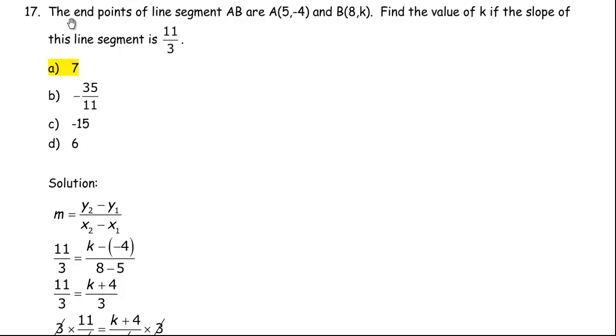Question number 17. The endpoints of line segment AB are: A has coordinates (5, -4), and B has coordinates (8, k). Find the value of k. Notice we don't have the y coordinate here. Find the value of k if the slope of this line segment is 11/3.